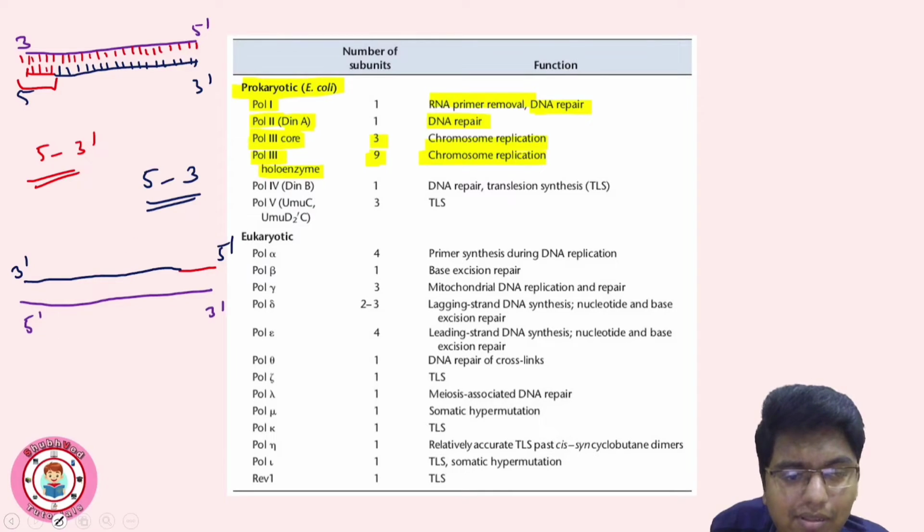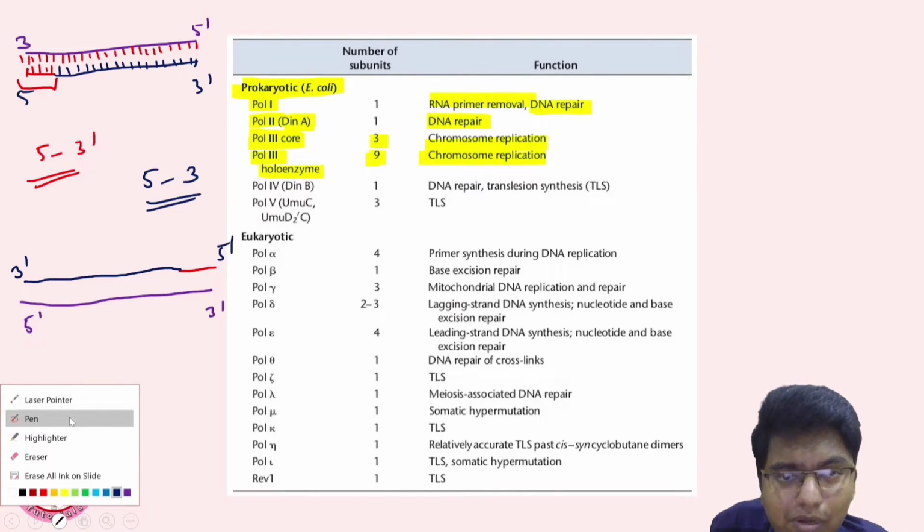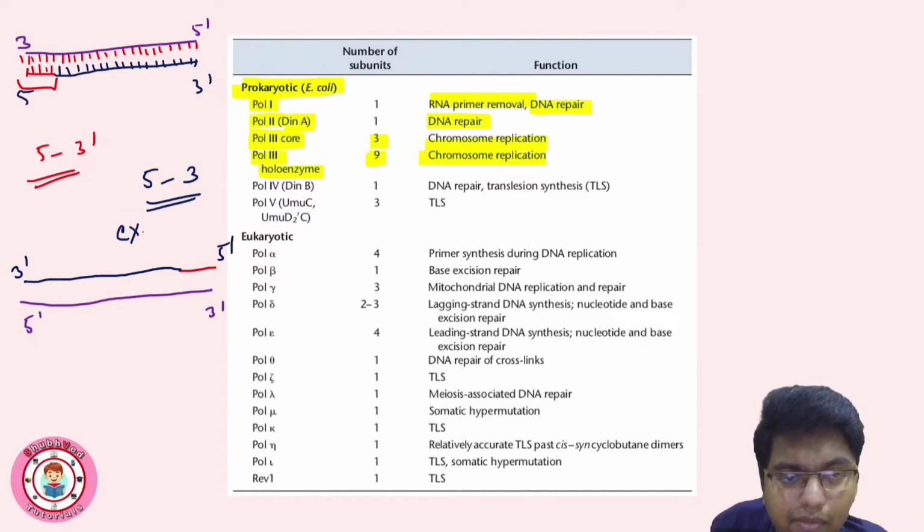So the enzyme, polymerase 1, which is important for removal of the primer, has the activity of 5 prime to 3 prime exonuclease. Exonuclease means it will cut the nucleic acid from outside. We should remember that Pol 1 is a 5 prime to 3 prime exonuclease.